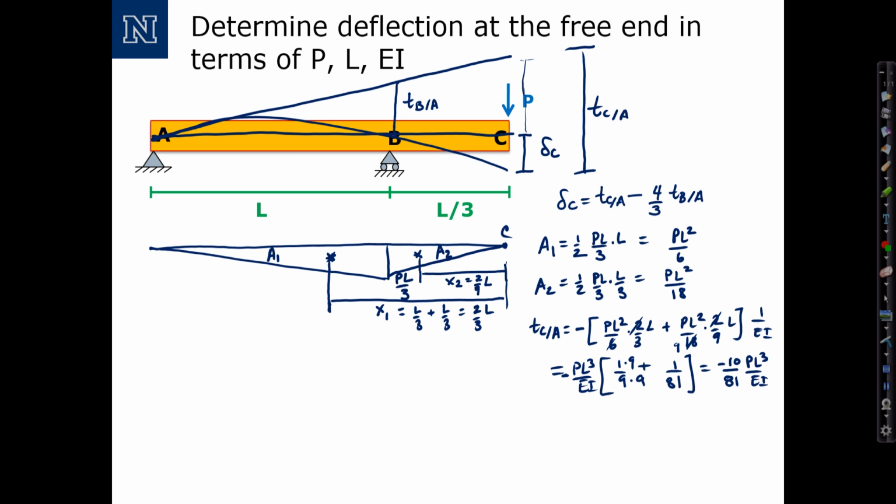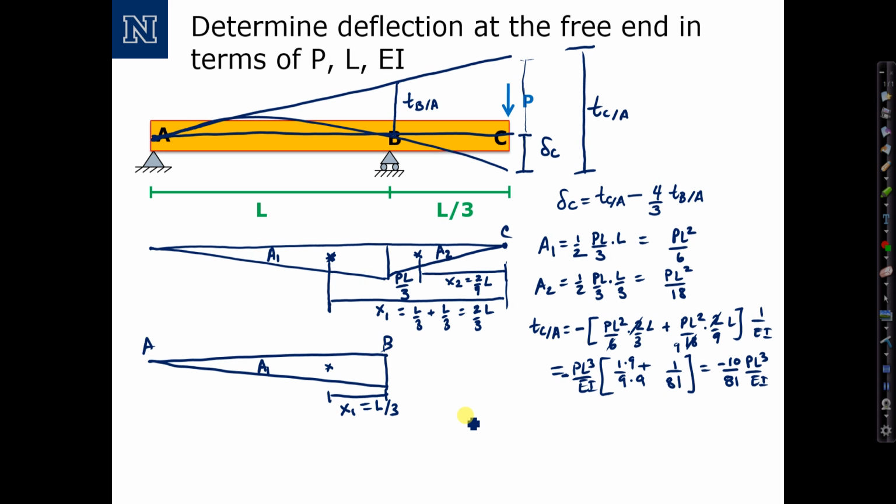Okay, I also need T at B with respect to A. For that term, I'm only going to consider the moment diagram in the area between points A and B, which is the triangle 1 with area A1. And this time, my centroidal distance, x, is from point B to the centroid of that area. So I'll call that x1 equals, in this case, just L over 3.